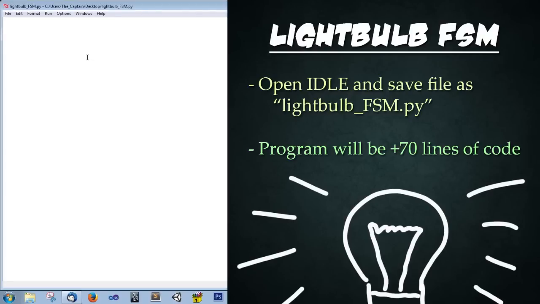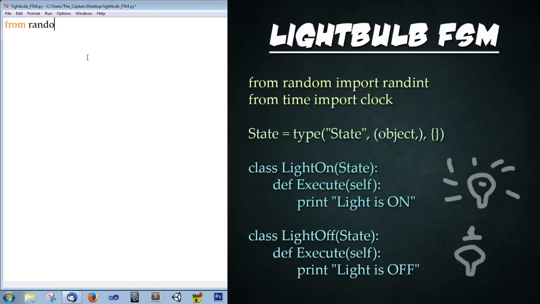Alright, let's get started. First, we're going to type from random import randint. And this randint function that we're importing is just a simple function to generate a random integer. Next, we'll type from time import clock. This will be used to keep track of the time of our program. These two functions combined are what we're going to use to actually iterate through different states very slowly so we can see the finite state machine at work.